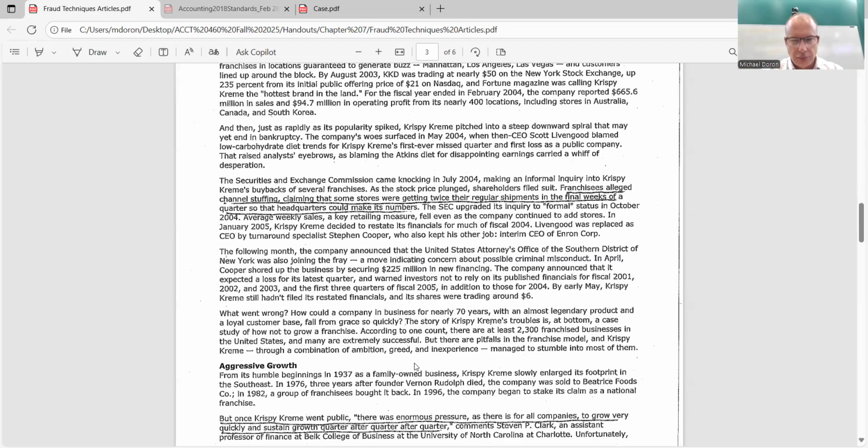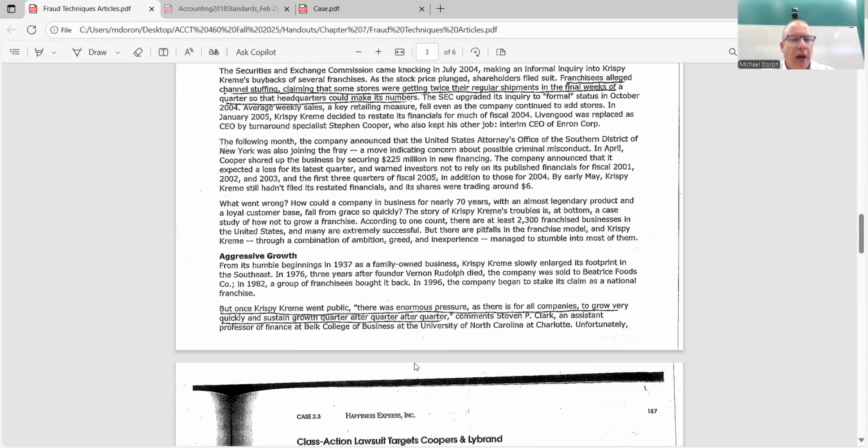Okay, so why did Krispy Kreme do this? Once Krispy Kreme went public, once they became a publicly traded company, there was enormous pressure, as there is for all companies, to grow very quickly and sustain growth quarter after quarter after quarter.